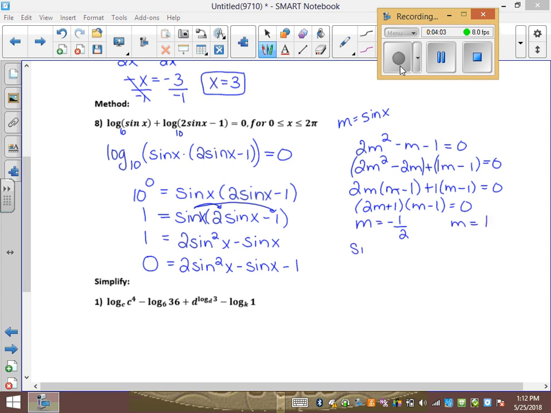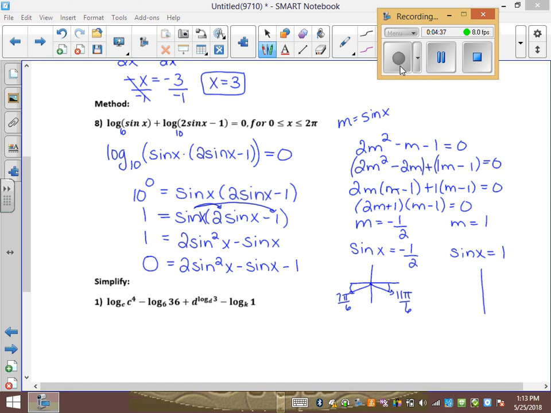So we have sine x equals negative a half, and sine x equals 1. Well, where does sine x equal negative a half? At 30-degree reference angles of pi over 6 in quadrant 3 and 4, because that's where sine is negative. So this would be 7 pi over 6. This would be 11 pi over 6. Or you could say 210 and then change it to radians, and you could say 330 and change it to radians.